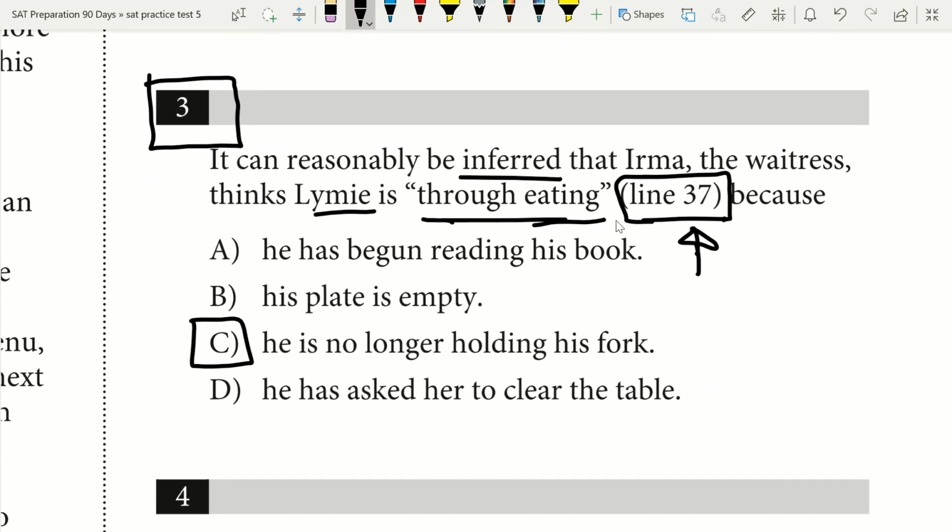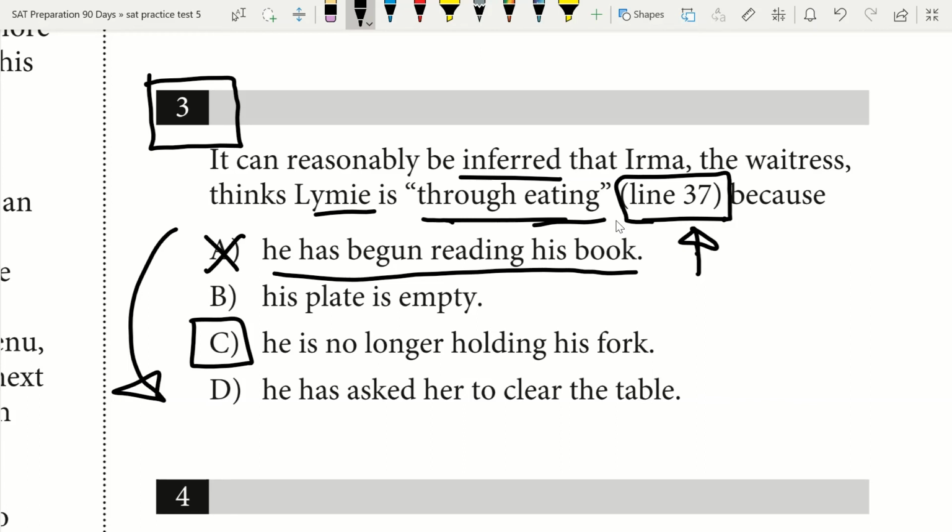Now, obviously, you don't have time to read this passage because this is going to be a short tip and trick video, but let's go ahead and cover why A, B, and D are all wrong and what you can learn from that for future inference questions that you may encounter on the SAT reading section. So option A, he has begun reading his book. In this passage, he has already been reading his book for a while before she tries to take his plate. So therefore, that answer cannot be correct.